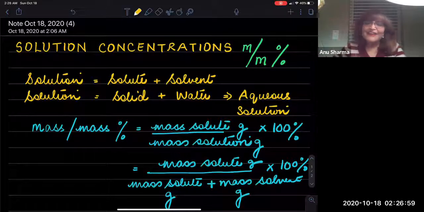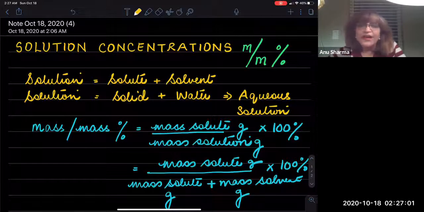Hi guys. So today we are going to be looking at the problems of solution concentrations. There are different ways you can measure the concentration of solutions: mass by mass percent, mass by volume percent, volume by volume percent, molarity, parts per million, parts per billion, and so forth. In this presentation we are just looking at the mass by mass percent.